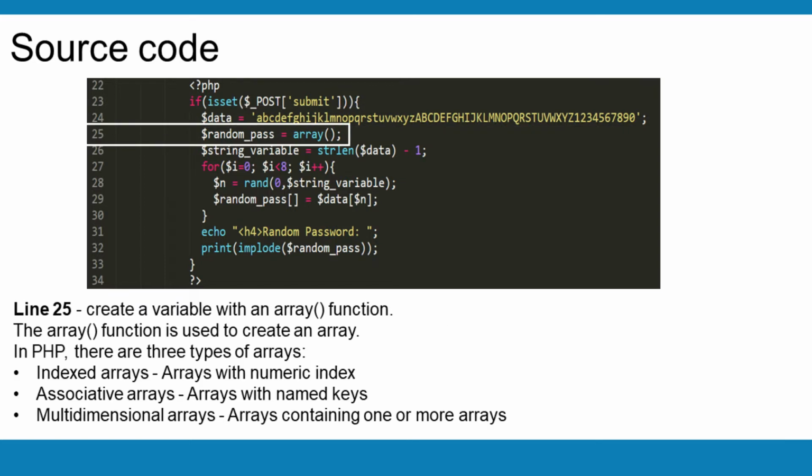Line 25, create a variable with an array function. The array function is used to create an array. In PHP, there are 3 types of arrays: indexed arrays, arrays with numeric index; associative arrays, arrays with named keys; multidimensional arrays, arrays containing one or more arrays.